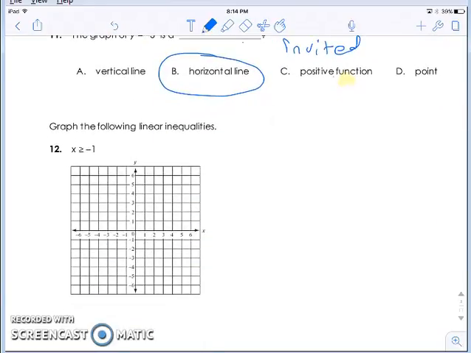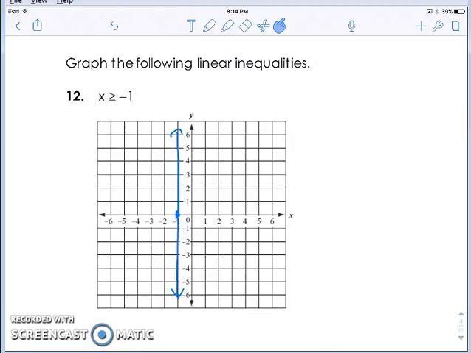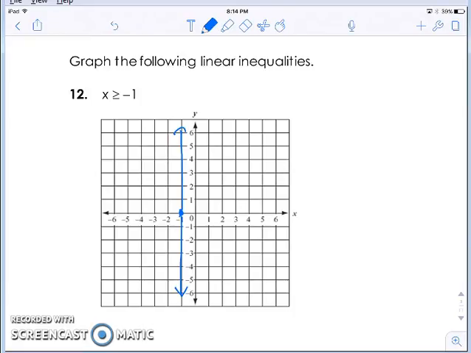Graph x is greater than or equal to -1. So here's the point where x is -1. For x to stay on -1, you'd have to go straight up or straight down. It is a solid line because it's x is greater than or equal to. And where is x bigger? Bigger values are 0, 1, 2, 3. They're these values to the right, so we shade to the right of the line.